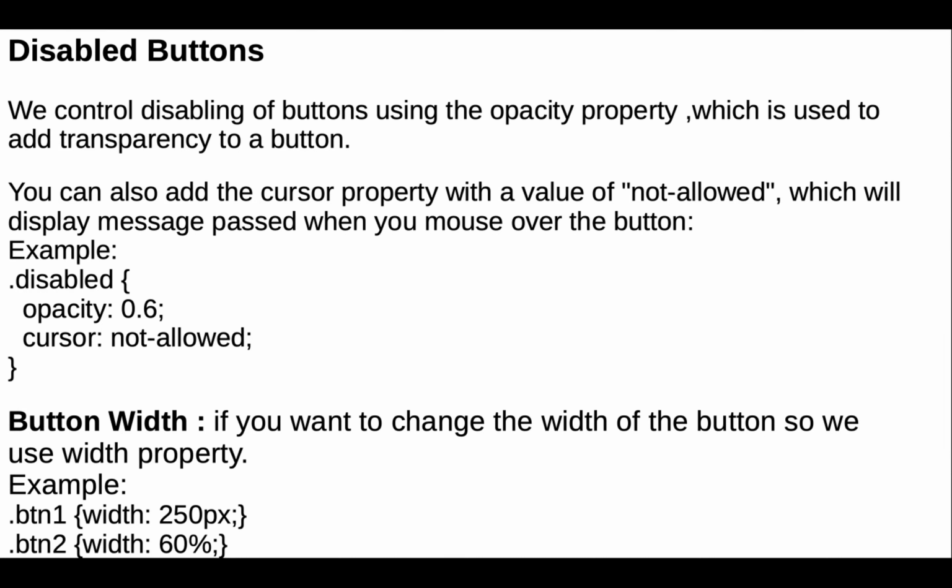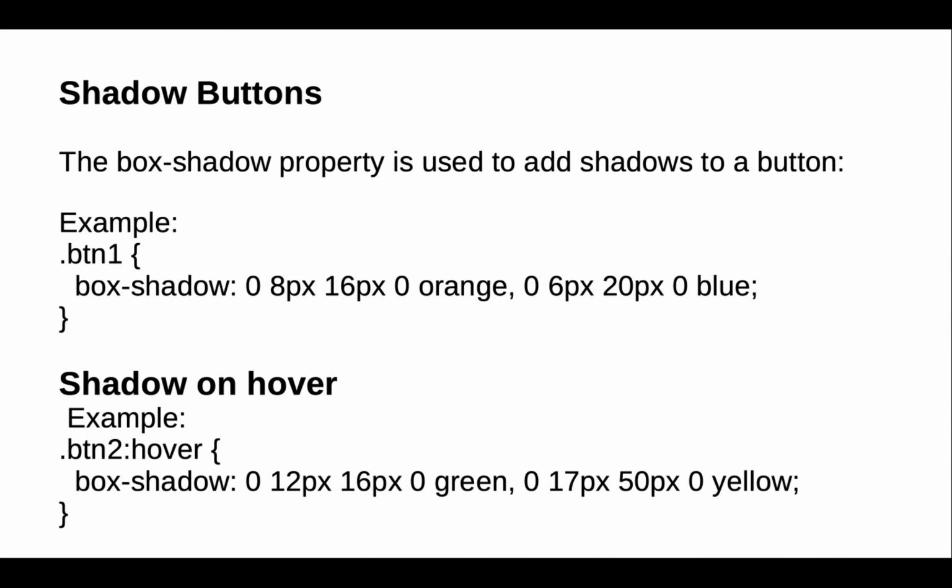Next is button width. If you want to change the width of the button, we use the width property. Make a class and in between that we use width. Next is shadow button. The box shadow property is used to add a shadow to a button. For example, make one class and in between that we add box shadow. Vertically, horizontally, right, left, you can add the blur radius, and here we use the color. We can add multiple shadows by giving these proper values again and again.